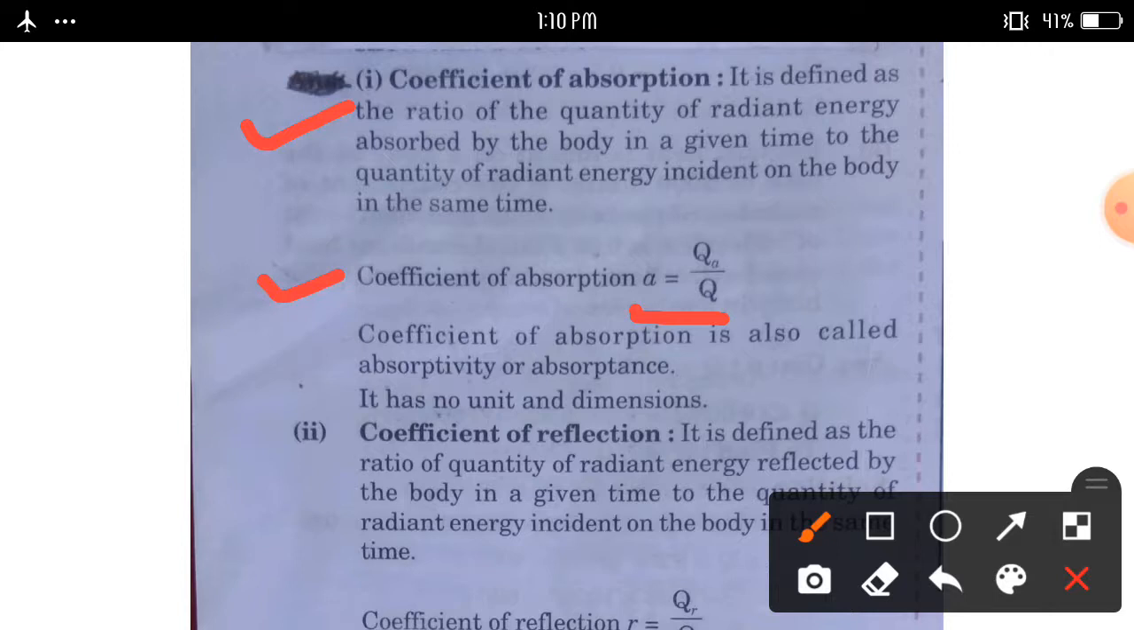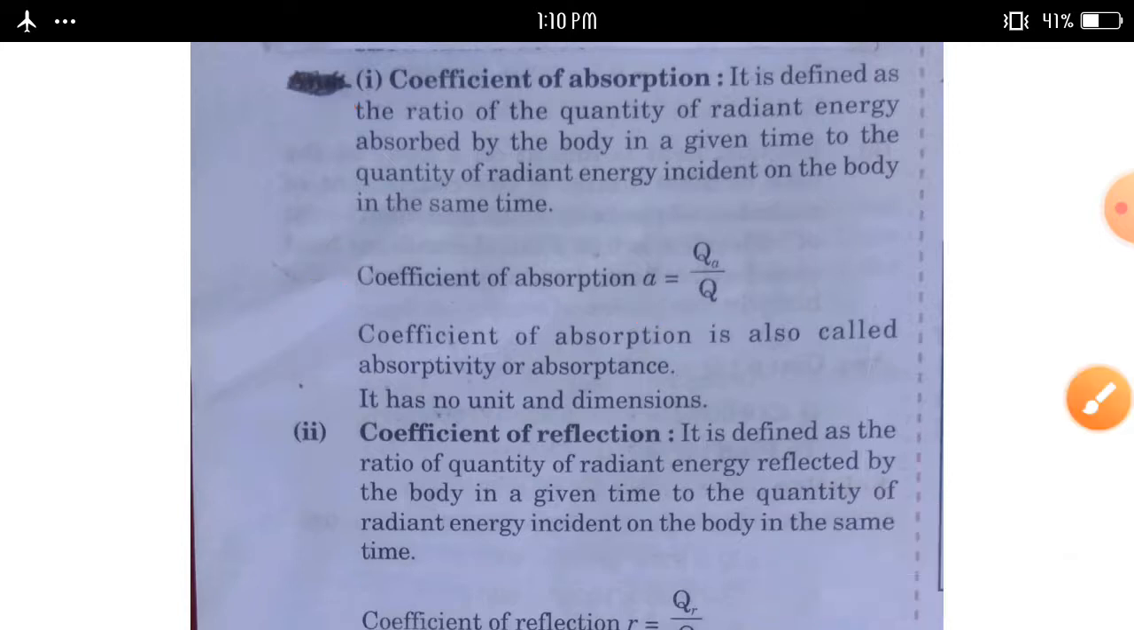Coefficient of absorption is also called absorptivity or absorptance. It has no unit and dimension because both quantities are the same here.